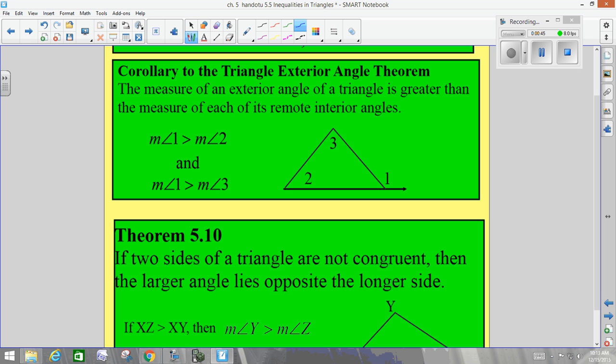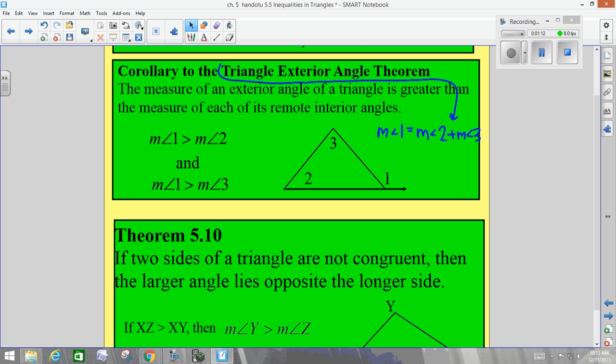If you remember, back in chapter 3, the triangle exterior angle theorem states that the measure of an exterior angle of a triangle is equal to the sum of its remote interior angles. So angle 1 would equal the sum of 2 and 3 added together. That's the exterior angle theorem. A corollary is something that branches off of it that you can get afterwards.